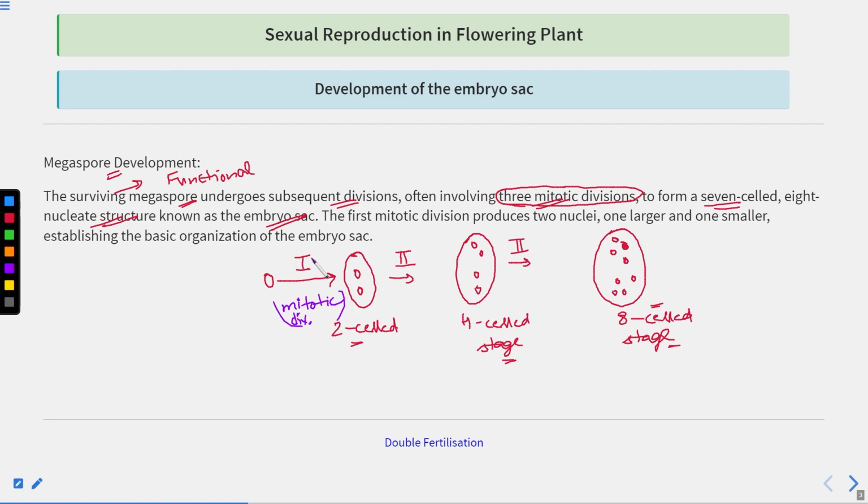Clear? First mitotic division, second mitotic division, and this is the third mitotic division. After 3 mitotic divisions, the 8-cell stage is achieved. Now what will happen? After this, cell wall formation will occur. Clear? So the first mitotic division produces 2 nuclei, one larger and one smaller, establishing the basic organization of the embryo sac. So they are talking about this 2-celled stage.